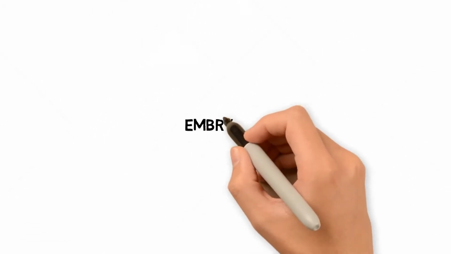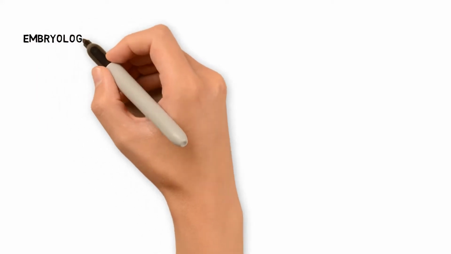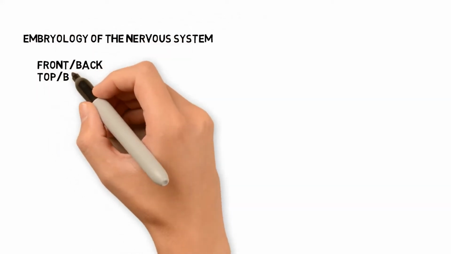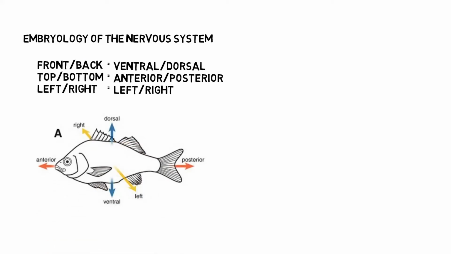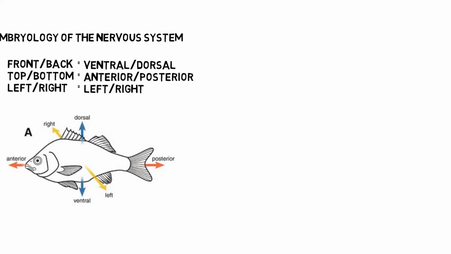This is the video on the embryology of the nervous system. The first thing an embryo needs to do is define its axes, which are front-back, top-bottom, and left-right. Front-back is ventral-dorsal, top-bottom is anterior-posterior, and left-right is left-right. Without the axis, the embryo cannot develop in the normal manner.